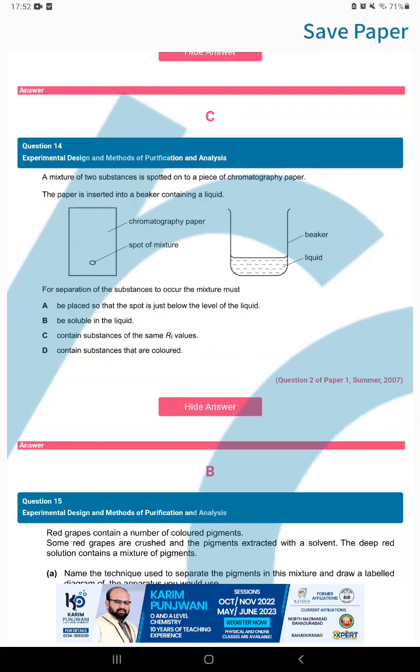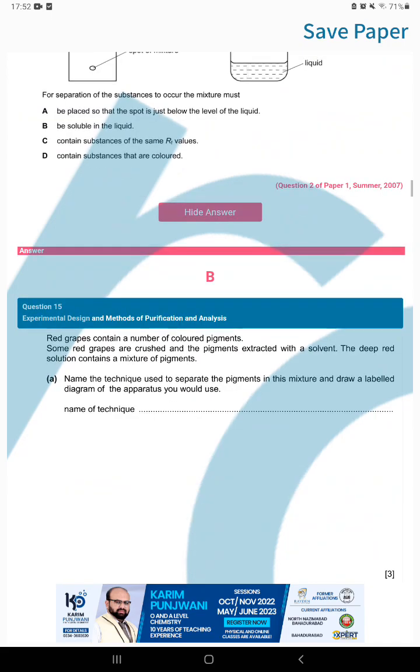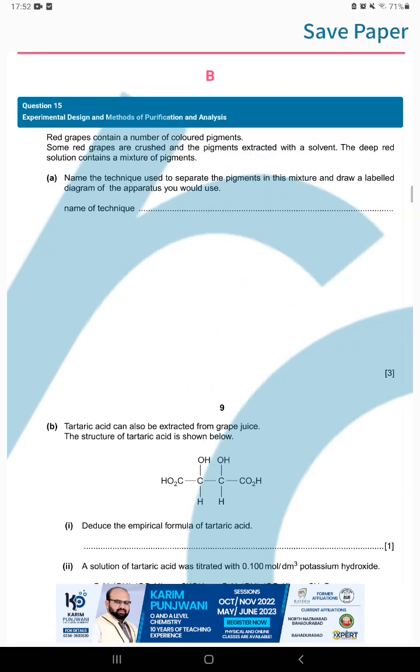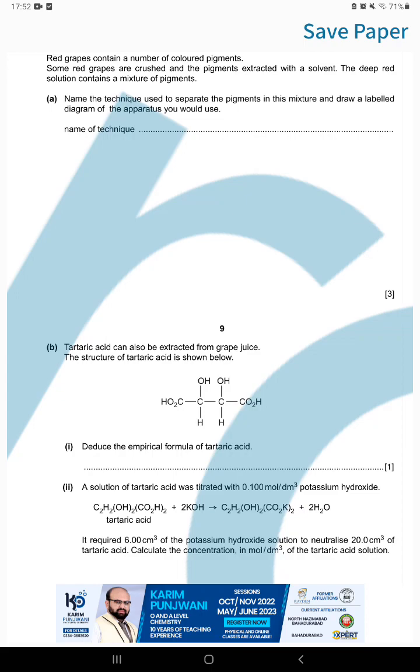Question number 14. A mixture of two substances is spotted onto a piece of chromatography paper. The paper is inserted into a beaker containing a liquid. For separation of the substances to occur, the mixture must be placed so that the spot is just below the level of the liquid, be soluble in the liquid, contain substances of the same RF values, or contain substances that are colored. Okay, now this is a P2 question which you need to do by yourself, and we'll see the answers.